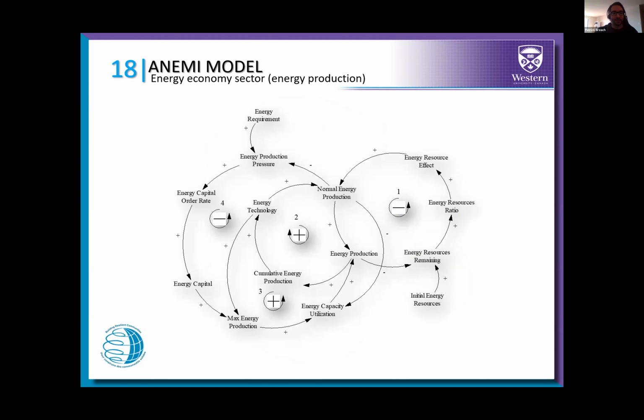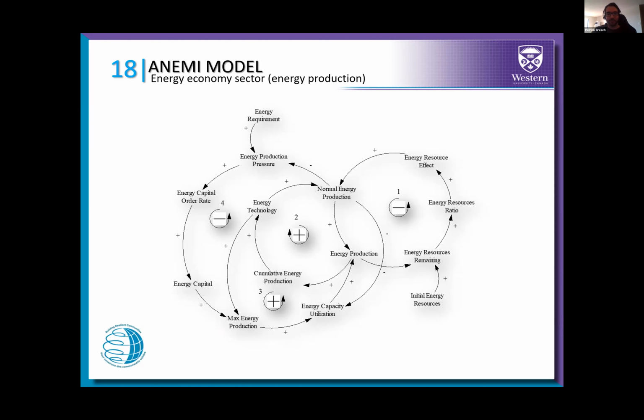So the energy production component is used to meet demands for energy within the global economy. And the production of energy is disaggregated into 4 types. We have coal, oil and gas, hydro and nuclear power, and renewables. So the capacity of energy production is set by the amount of capital stock that has been accumulated into each source, and it's influenced by production pressures and profit incentives.